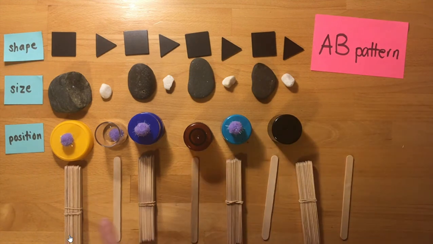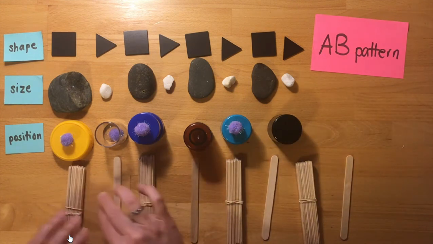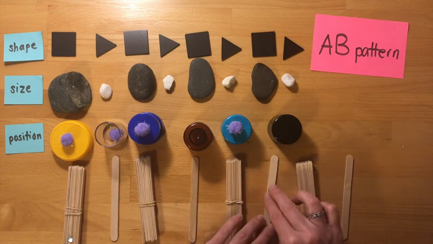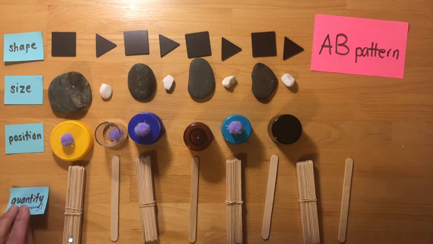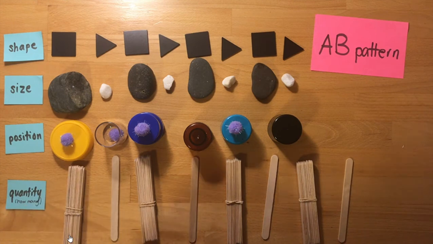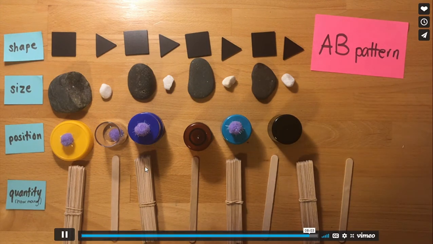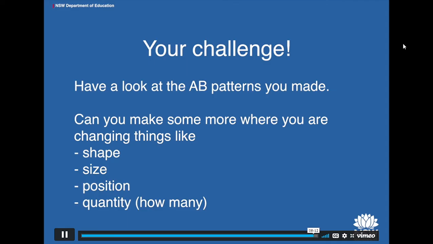So in this case, what we've done to make our AB pattern is we changed the amount each time, or the quantity. So 10, 1, 10, 1, 10, 1, 10, and 1. And that means that we can sometimes make AB patterns by changing the quantity, or the idea of how many. So, little mathematicians, now it's back over to you. I wonder if you could find some things at your house to help you make some AB patterns, where you're changing the shape, the size, the position, and the quantity. Over to you, little guys.